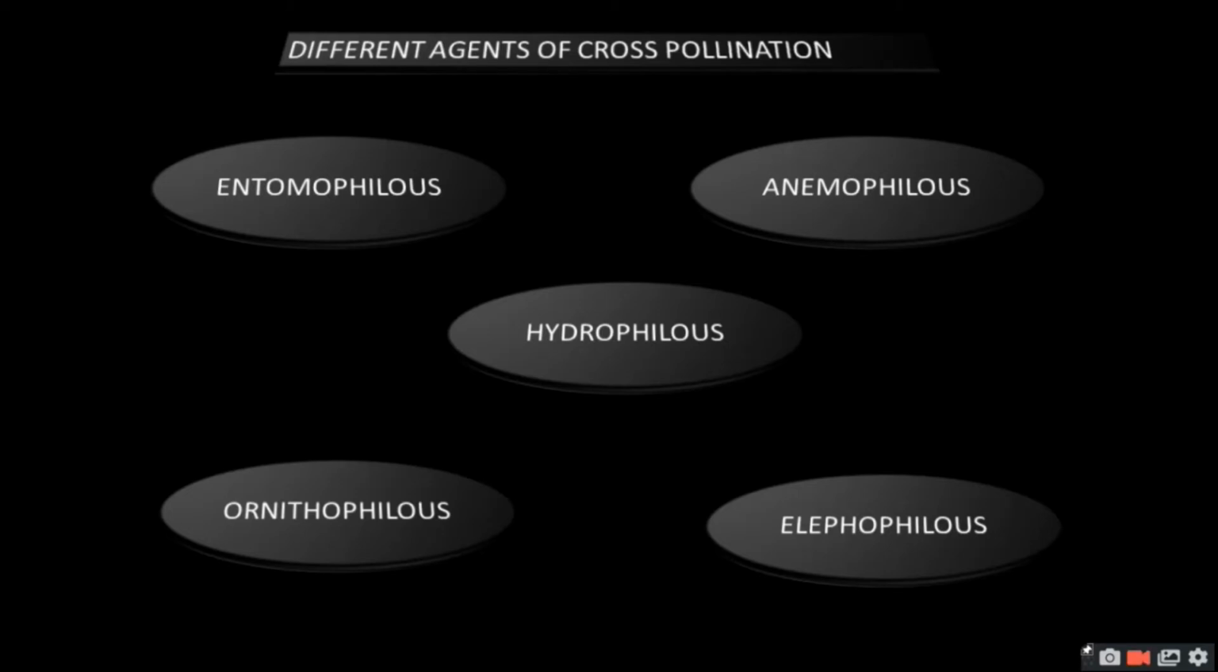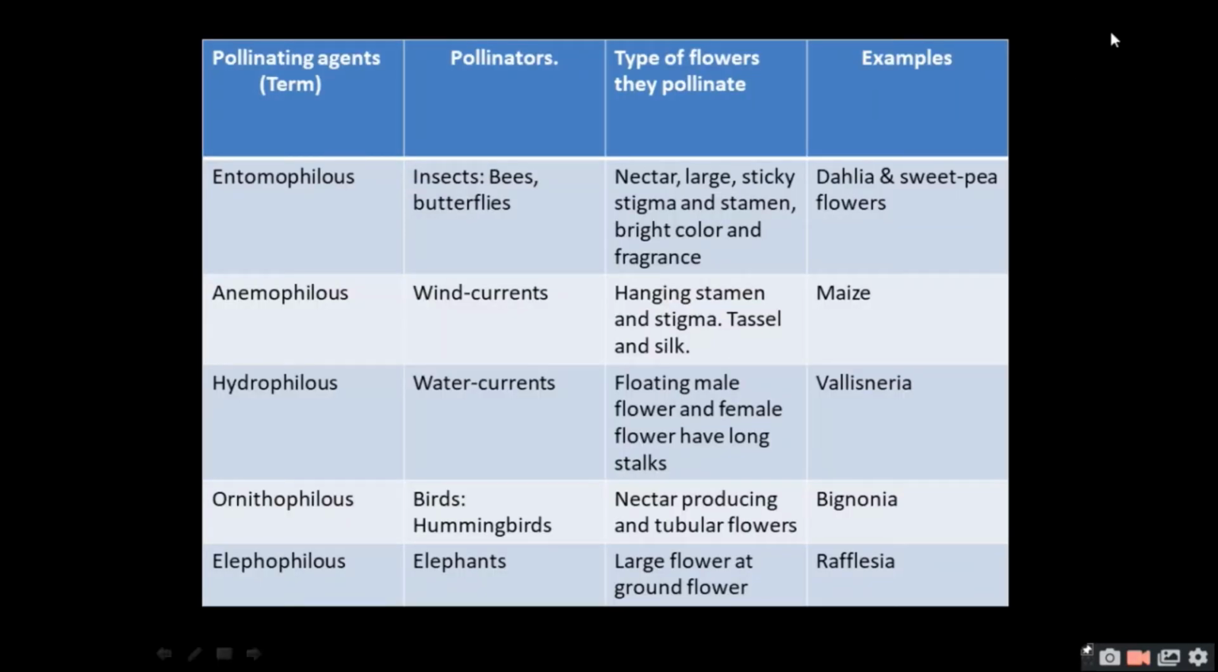So let's see this chart, and you can note down this chart or take a screenshot for your revision purpose. Here are the pollinating agents and their terms, the pollinators, that is, what the pollinating agents are for each type, the type of flowers they pollinate, and the examples of the flowers.